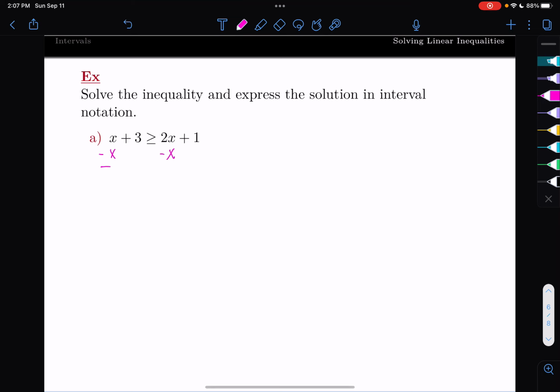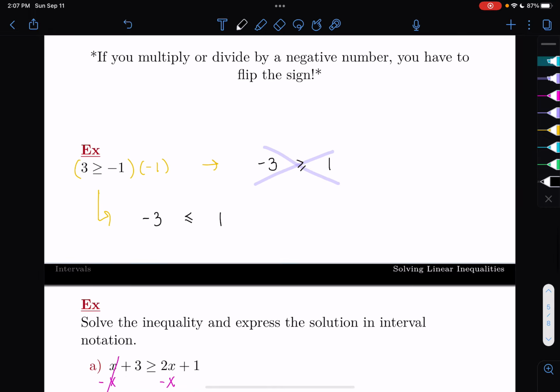So we go ahead and subtract x to make them cancel each other out. And that leaves us with 3. We keep our symbol because this was just subtraction. And then 2x minus x gives us a single x plus 1. Now we're almost there. We have x plus 1. To get x by itself, we go ahead and subtract the 1. And in doing so, we're left with 2 is greater than or equal to x.